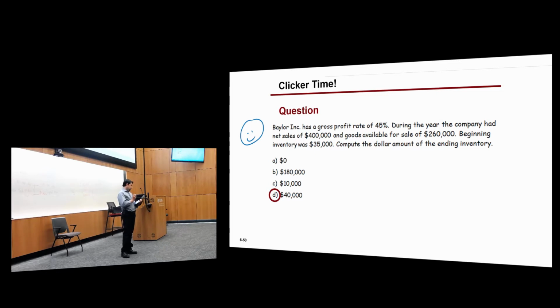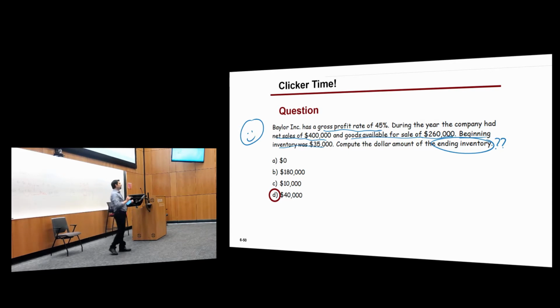You are given the gross profit rate. We know the net sales. Goods available for sale were 260. We know the beginning inventory, so what do we need to calculate? Ending inventory. How do you solve it? Start with whatever you have. Jason: one minus the gross profit rate, and you times that by the net sales. And then you deduct it from the goods available for sale, right? That's how it works.